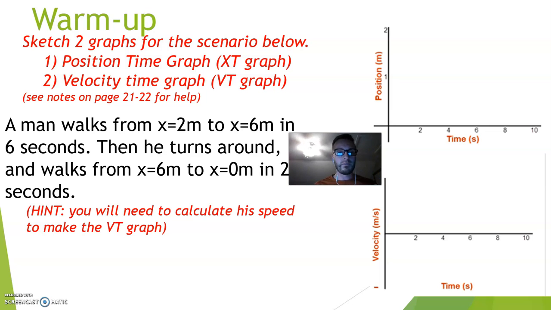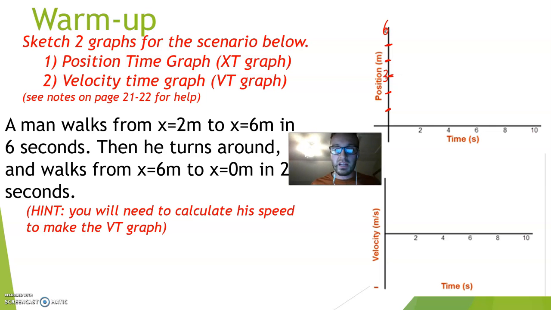So here's the scenario. A man walks from x equals 2 meters to x equals 6 meters in 6 seconds. The one thing I want to change here for you guys is just make this number say 6 and make this number say 3, and it should work out just fine for you. All right, so if that's 3, then this is like 2, 1, and it's like 4 and 5. All right. Then he turns around and he walks from x equals 6 meters to x equals 0 meters in 2 seconds. So he's going to go forwards, and then he's going to turn around and come backwards.